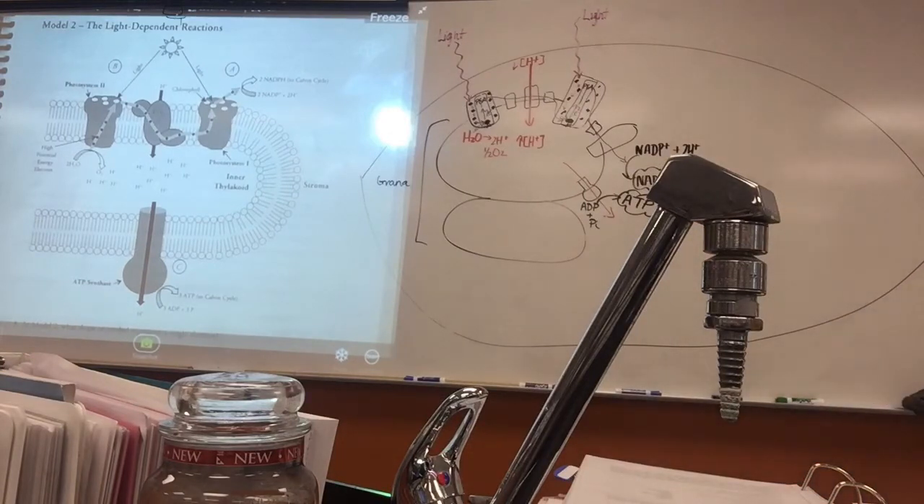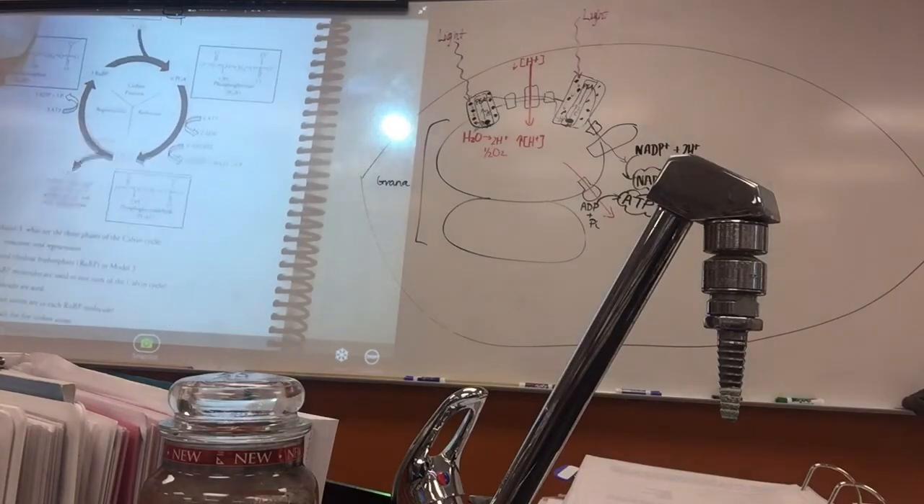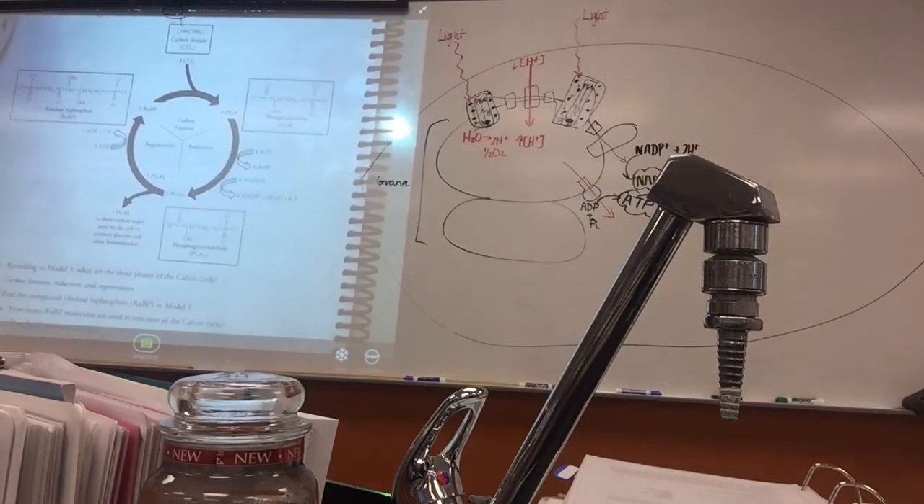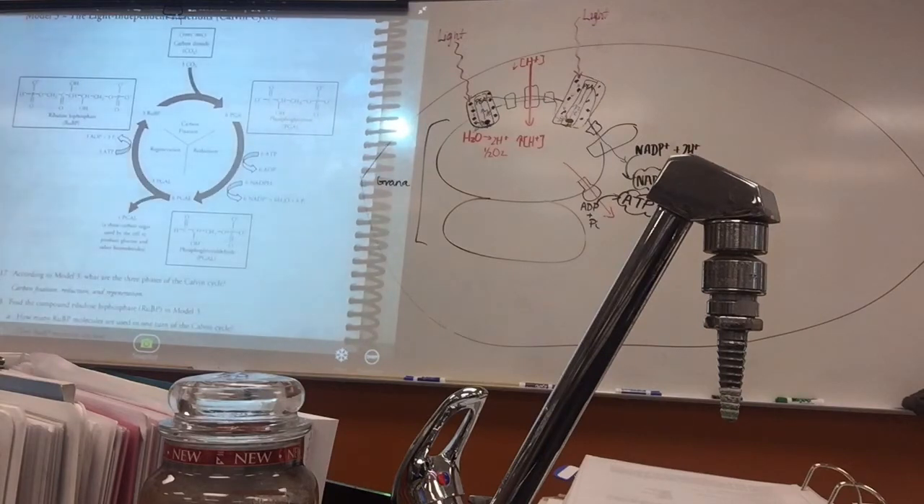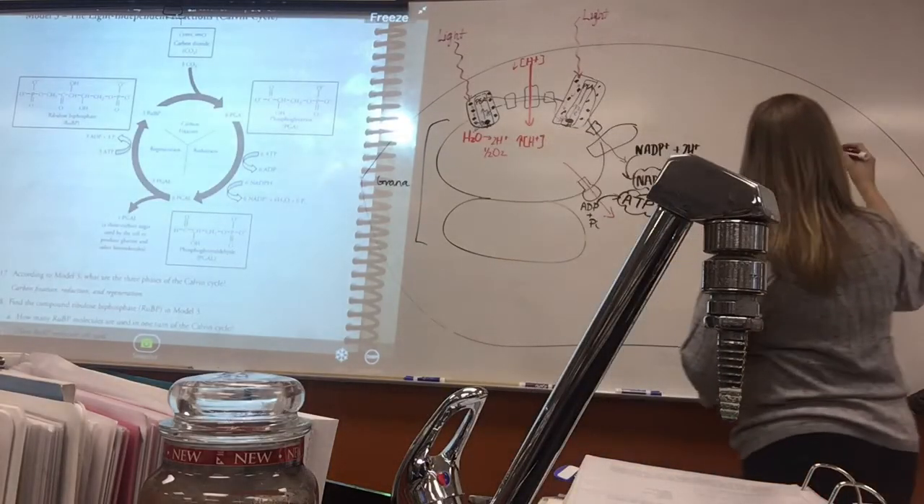All right? So let's look at that. And let's add that to the board here, and then we'll go over the answers to those. All right, so this is the Calvin cycle, or light-independent reactions. So let's add these to our board here. So the NADPH and the ATP are going to go to the Calvin cycle.